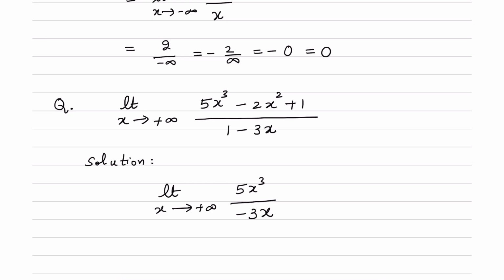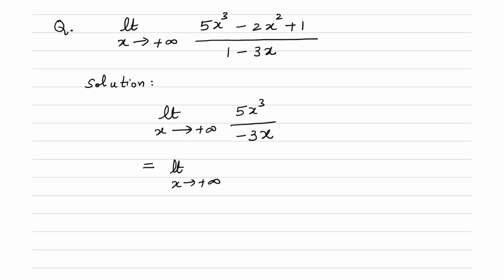And now we will simplify. In the numerator we have 5x square and in the denominator we have minus 3. When we apply the limit, we have minus 5 by 3 infinity square. So infinity square is infinity, giving minus 5 by 3 into infinity. So any number times infinity is again infinity, along with the minus sign.